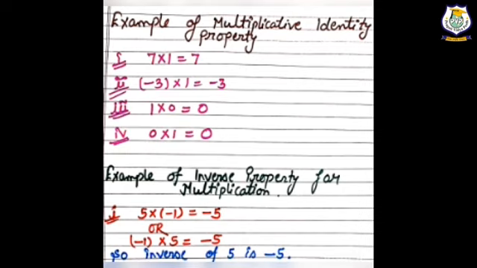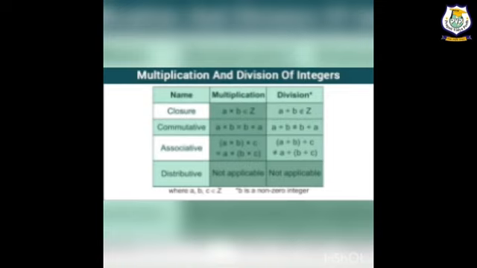So inverse of 5 is minus 5. Through this chart I will give you a small recap of properties of multiplication and division of integers. First is closure property. For multiplication, a into b belongs to Z. For division, a divided by b does not belong to Z. It means closure property is only applicable for multiplication.